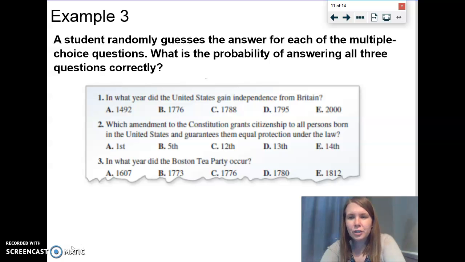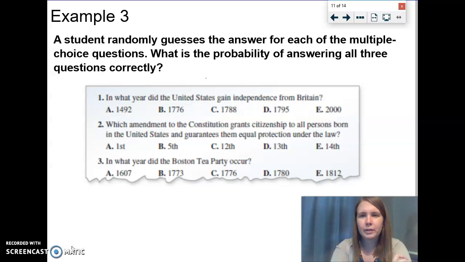This is actually an independent variable question, because it doesn't matter what you get on problem number 1 to get problem number 2 correct. Same thing for problem number 3. You don't have to get 2 right to get 3 right. It's not a multi-step math problem here. So what we're going to do is take a look at each one.